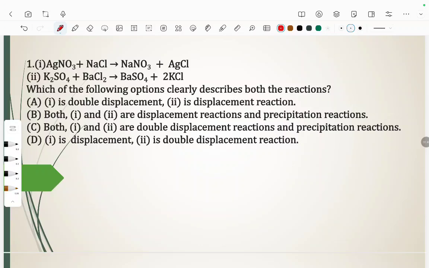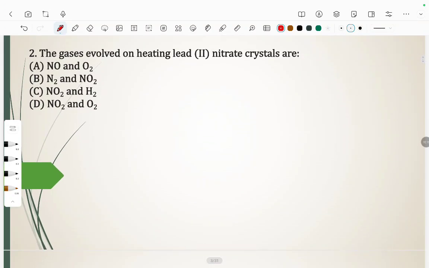You clearly know that in the first reaction, white precipitates of AgCl, that is silver chloride, are formed. And in the second one also, white insoluble precipitates of barium sulfate are formed. And also the exchange of ions has taken place there. So option C, both 1 and 2 are double displacement reactions and precipitation reactions, is absolutely correct. Let's move to the next question.